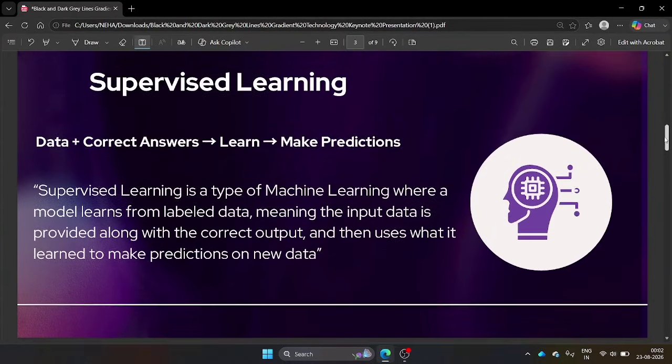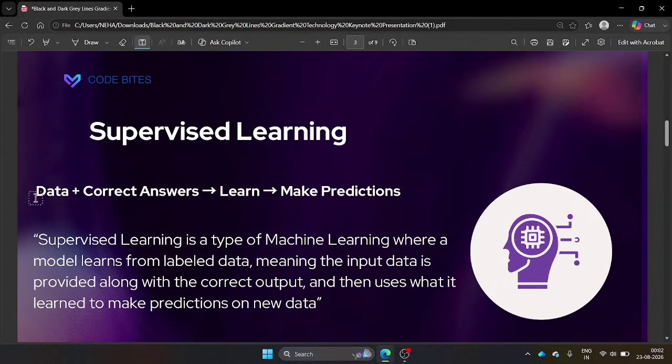Okay, let's go to the definition part. You need to understand this one. Data plus correct answer, it is learn and predictions, right? I already told you we are giving data and we are giving a correct answer, like we are labeling it. It is an apple, you are mentioning that. It is a banana, it is an orange, right? Like that you are labeling, you are giving a correct answer. You are feeding the data, you are feeding the answer also. At that time the machine will learn all those things and make predictions.